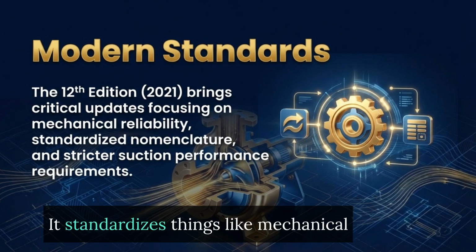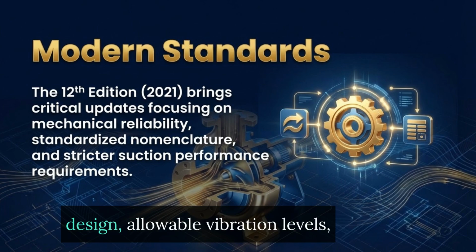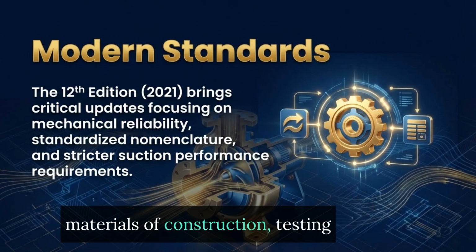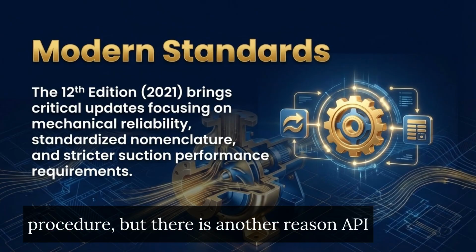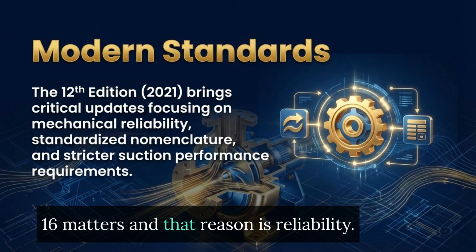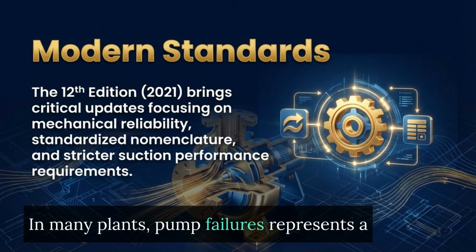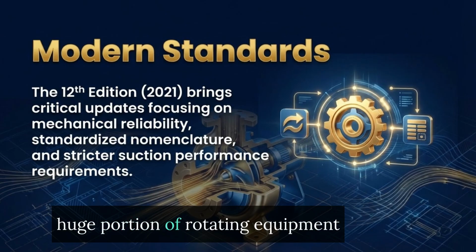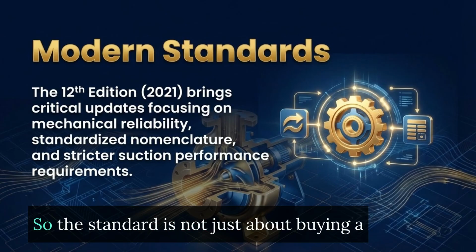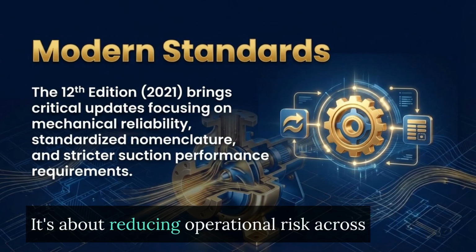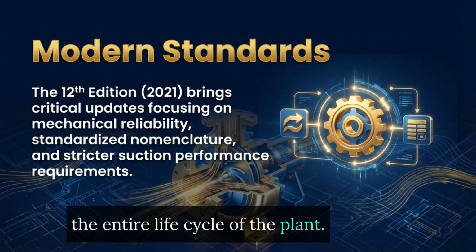It standardizes things like mechanical design, allowable vibration levels, materials of construction, testing procedures. But there is another reason API 610 matters, and that reason is reliability. In many plants, pump failures represent a huge portion of rotating equipment downtime. So the standard is not just about buying a pump, it's about reducing operational risk across the entire life cycle of the plant.